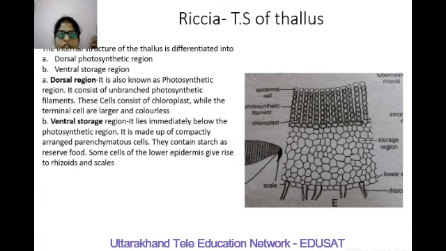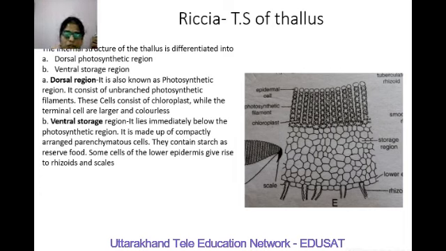The region below is the ventral storage region, which lies immediately below the photosynthetic region. As you can see, the storage region is made up of compactly arranged cells, meaning cells without any intercellular spaces among themselves, and they are parenchymatous cells. They contain starch as a reserve food material. Below the storage region there is a lower epidermis which gives rise to rhizoids and scales.